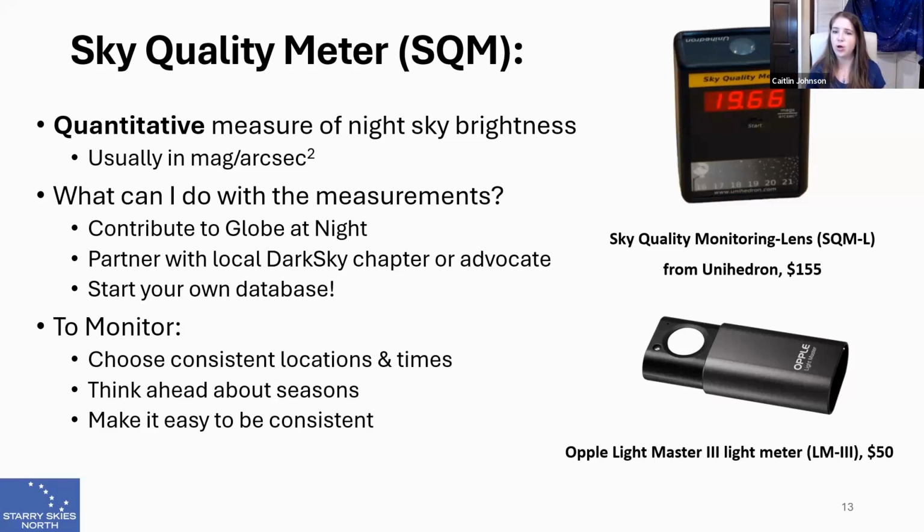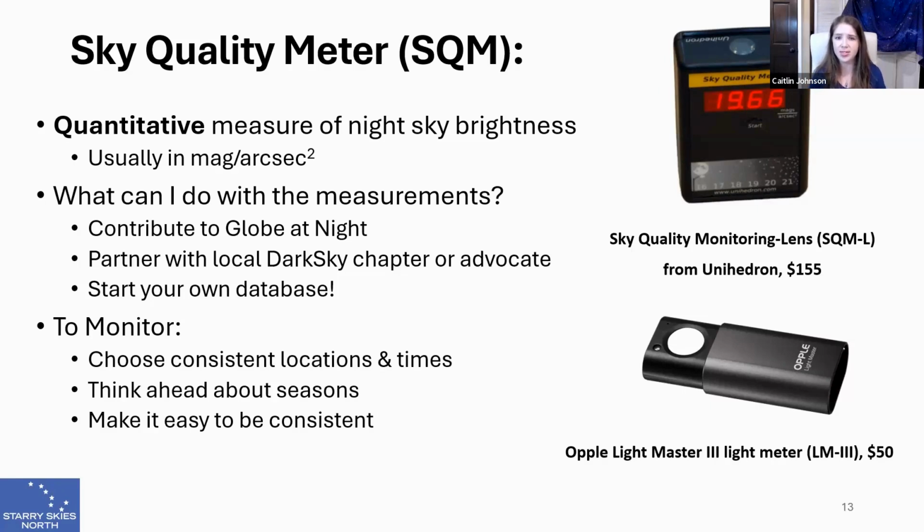A couple years ago, DarkSky had a great application process to get a device for advocates and chapters, I believe. I don't think that's going on anymore. Folks on the call can correct me if I'm wrong. I hope I'm wrong. But that means that a lot of people out there have access to these, so you can borrow them from other advocates, local chapters, etc.